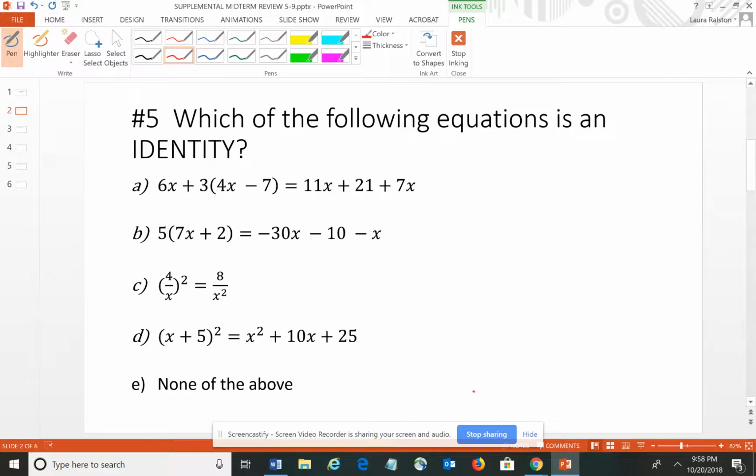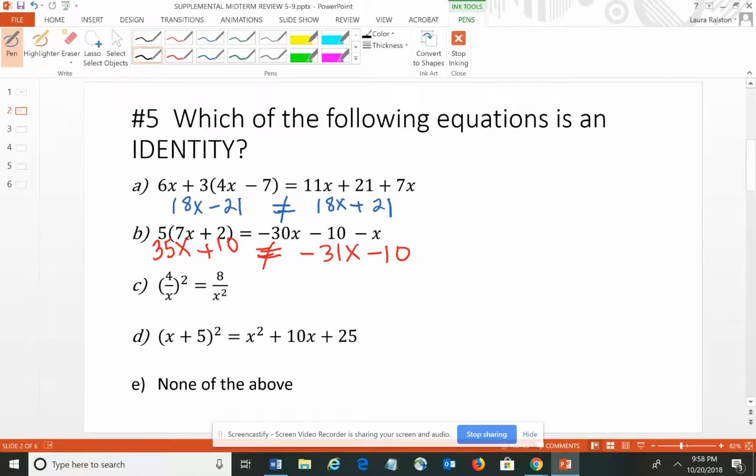So if I simplify the first one, it turns out to be 18x minus 21. And on the right side, I have 18x plus 21, which hopefully you realize are not the same. So that does not represent an identity. For the second one, we have 35x plus 10. And on the right side, we have negative 31x minus 10. And again, those two things are not equal. So we know that it is not an identity.